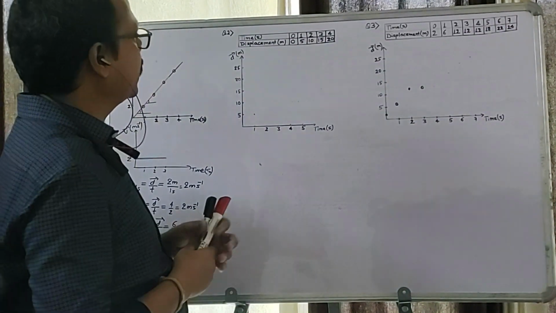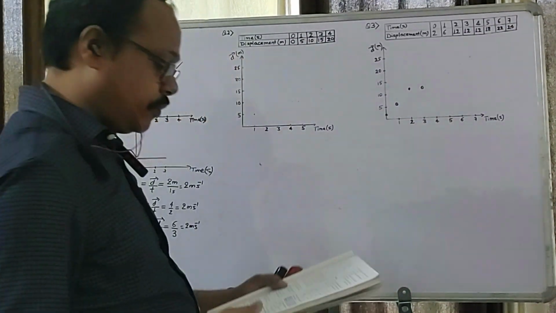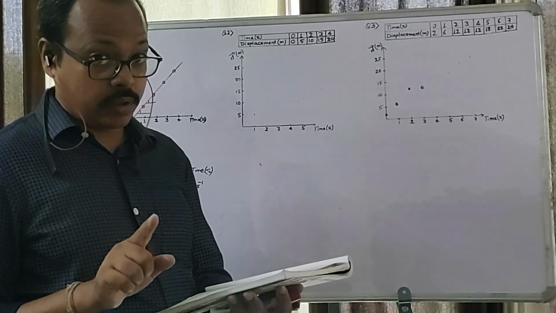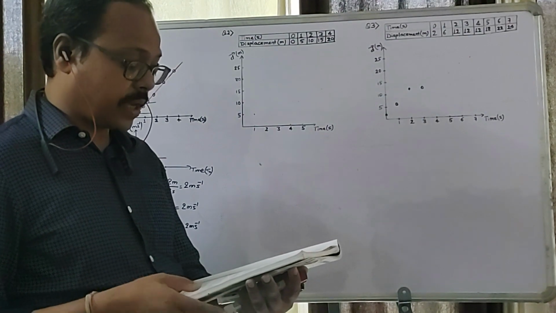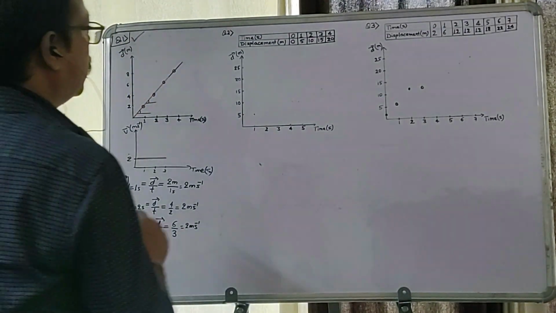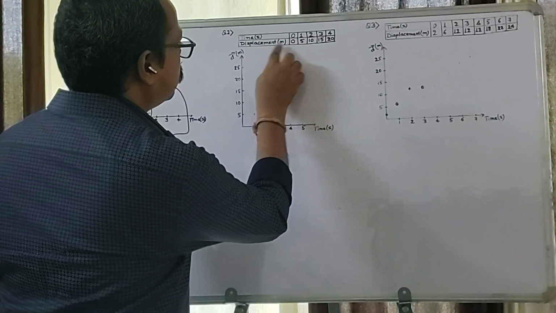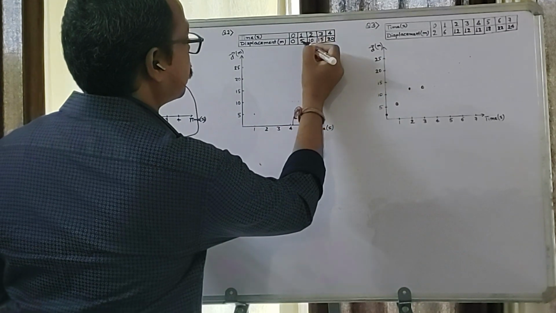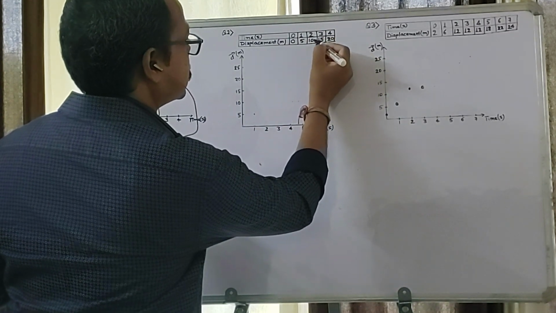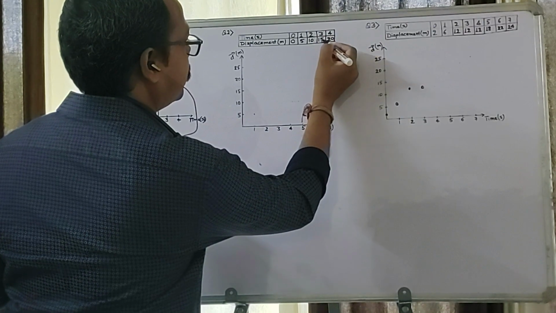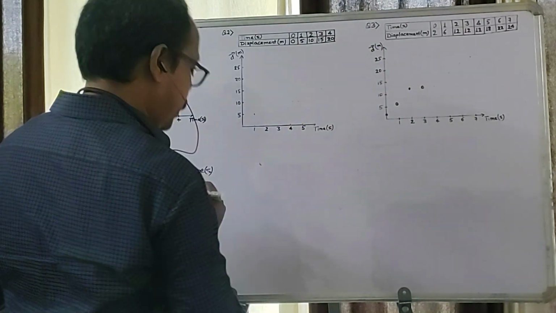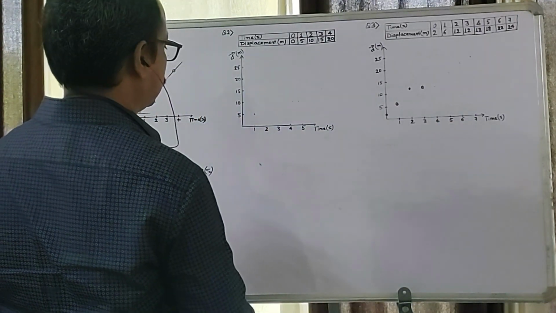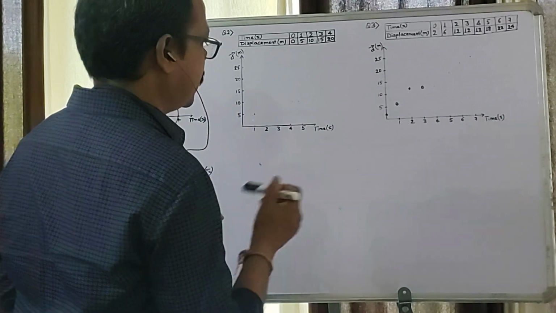In question number 2, they have again given a table. The following table gives the displacement of a car at different instants of time. At time 0, the displacement is 0. At 1 second, displacement is 5 meter. At 2 seconds, 10 meter. At 3 seconds, 15 meter. At 4 seconds, 20 meter. So it is asking us to draw the displacement time sketch and find the average velocity.